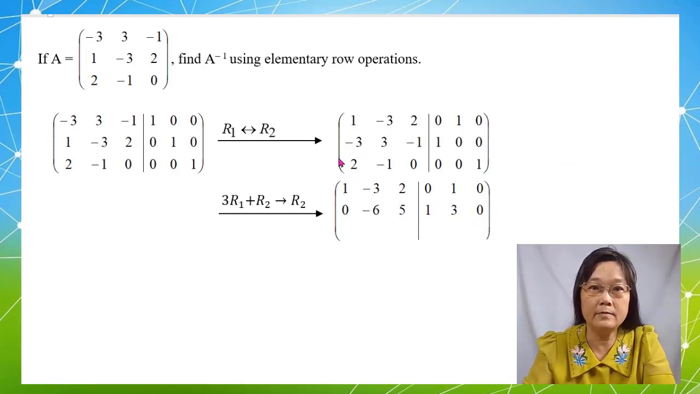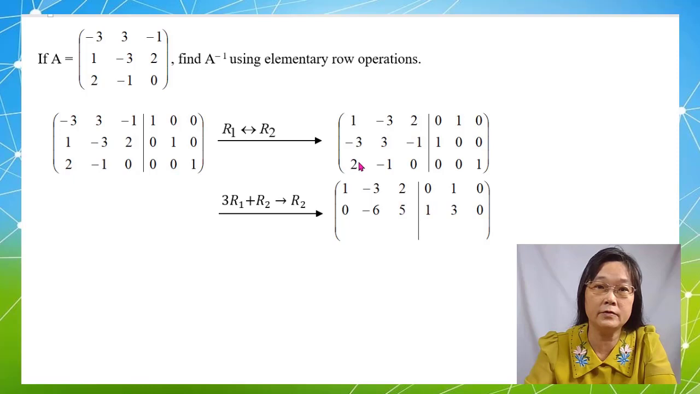Now step number 3, I'm going to change this number into 0. So to change this number equal to 0, I need a negative 2. So means I'm going to use the row 1. So row 1 I can multiply with negative 2. So the answer we add into row 3 in order to get this one equals to 0. So means I'm going to use the operation.